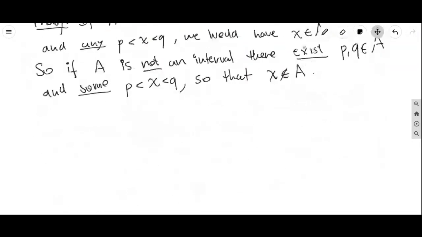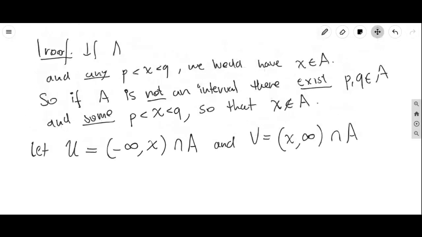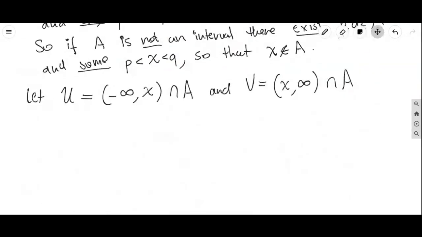So here's what we do. Let U be the interval from negative infinity up to X intersect A, and V be the interval from X to infinity intersect A. That's basically what we have in this picture. We're drawing these two intervals on opposite sides: the interval from X out to infinity and from X to negative infinity. Okay, we have these two.